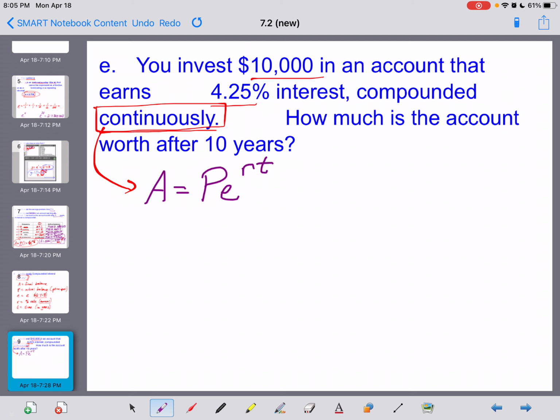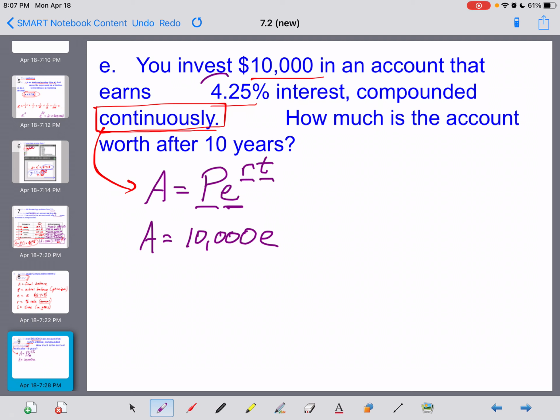Let's see what we can do with this. A is the final account balance. That's what we're trying to find right here. So we don't know what A is. P is your principal, and that is the $10,000 that you're going to invest at the beginning of this process. This can be a little tricky. Remember, E is not a variable, so the E just stays an E. Your calculator will know what to do with that. But now E gets taken to a power that's R times T.